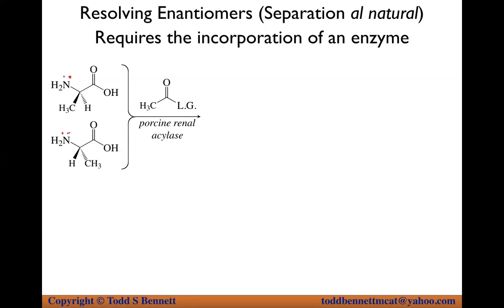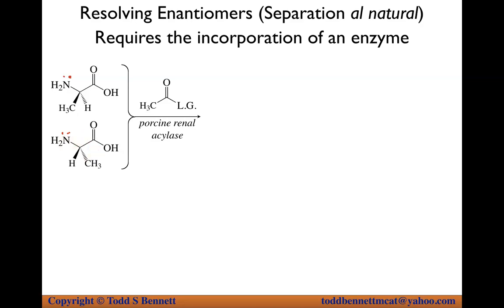So let me just double check again and do the first one. Priority 1, 2, and 3. Clockwise, H is in back, so that's R, so that's D-alanine, so that won't work. This alanine, H in front, so priority 1, 2, 3, clockwise, but with H in front would be the opposite.